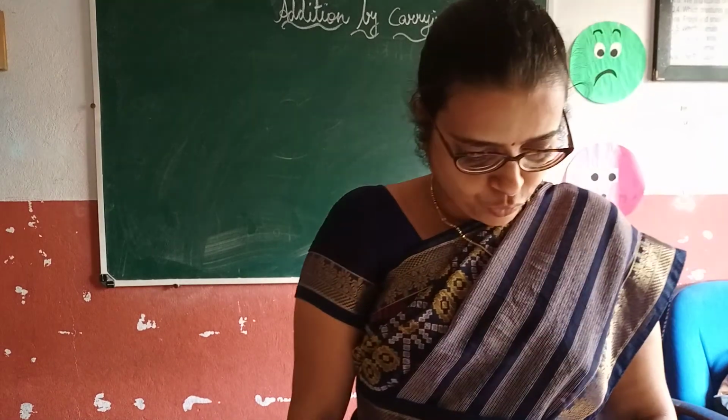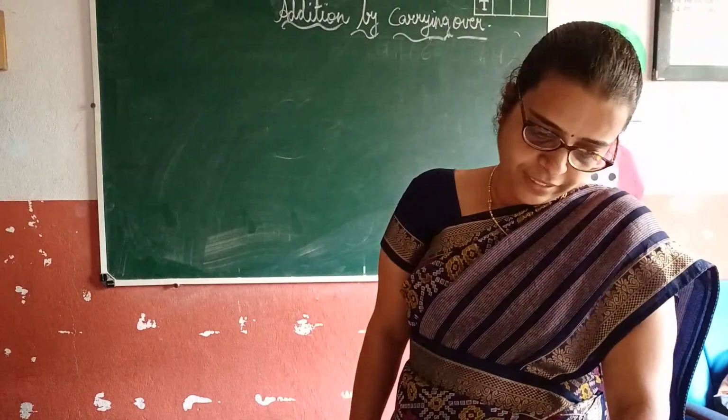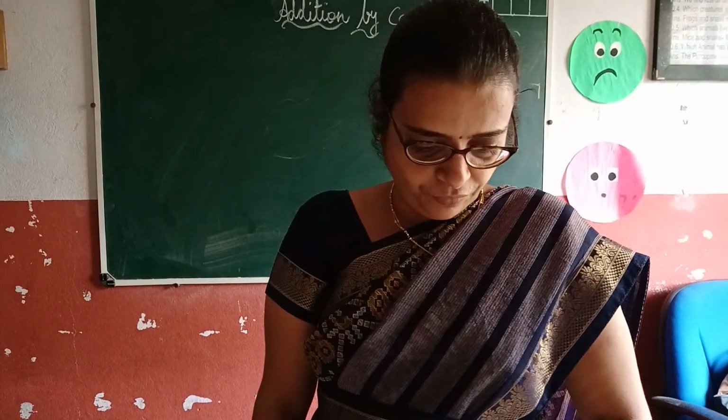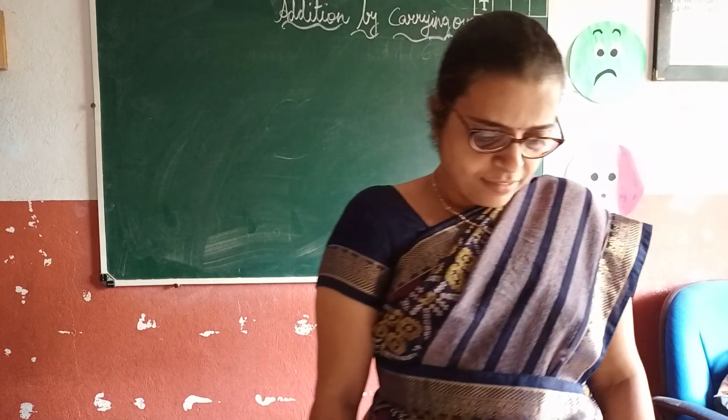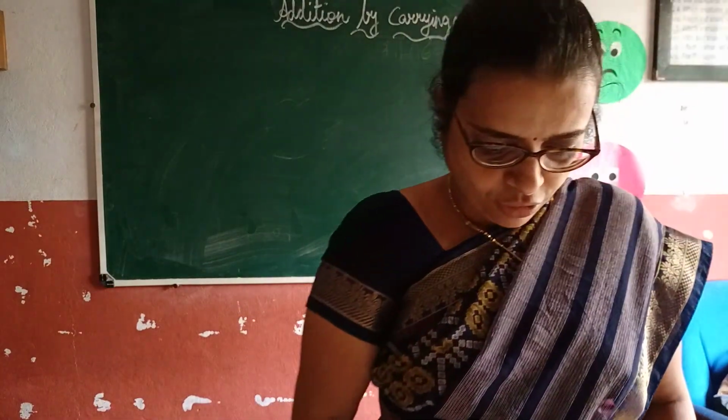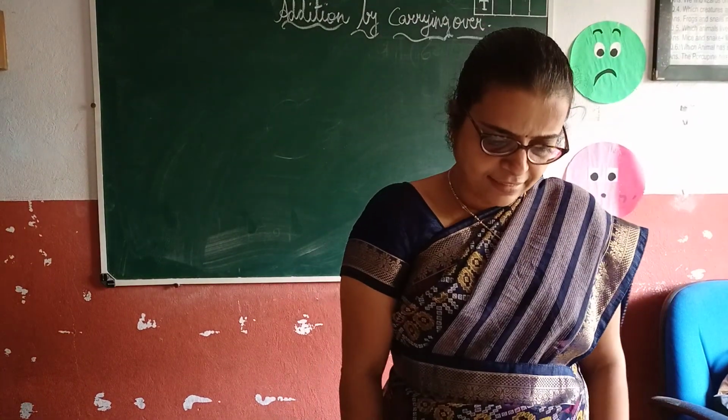So look here, 1, 2, 3, 4, 5, 6. There are 6 strings of 10 bits, means 10, 20, 30, 40, 50, 60. And here are 2 single bits. Means altogether how many are there? 162 bits. And thus on bringing together all the bits, they got 1 string of 100 and 6 strings of tens and 2 single bits.